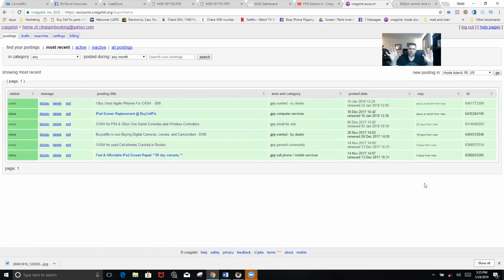It's two different services you offer. One you're offering to buy cameras, one you're offering to buy iPhones. And in their eyes, they're okay with that. So you're not going to get flagged.